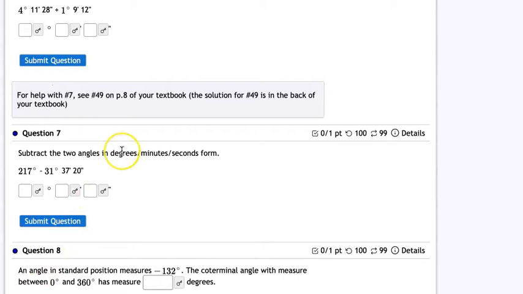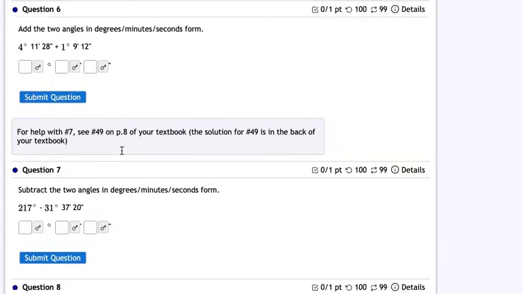Here we are on myopenmath.com, homework number 1. Let's look at question number 6. I'm adding together 4 degrees, 11 minutes, 28 seconds, and 1 degree, 9 minutes, and 12 seconds. So 4 plus 1 is 5. So I have 5 degrees. Then 11 plus 9 is 20. So then I have 20 minutes. And 28 plus 12 is 40. So I have 40 seconds.